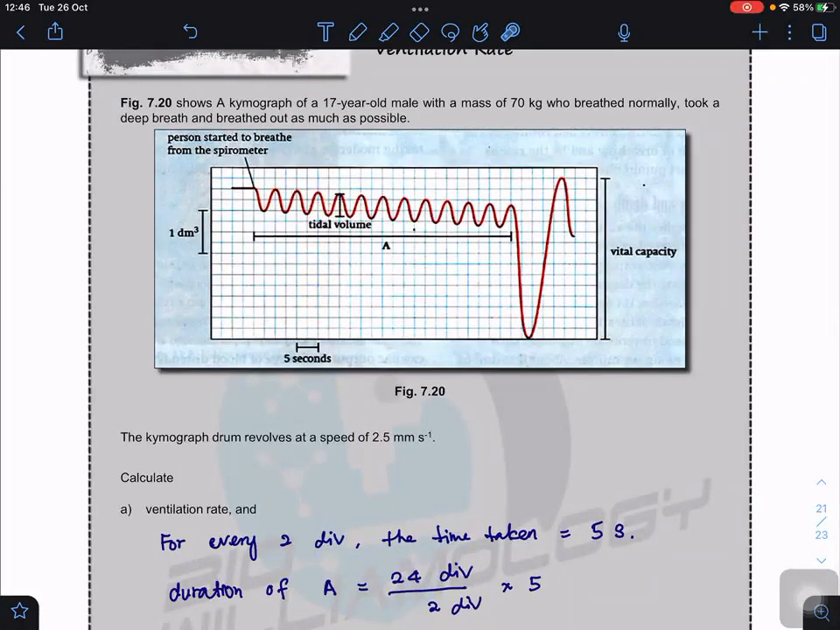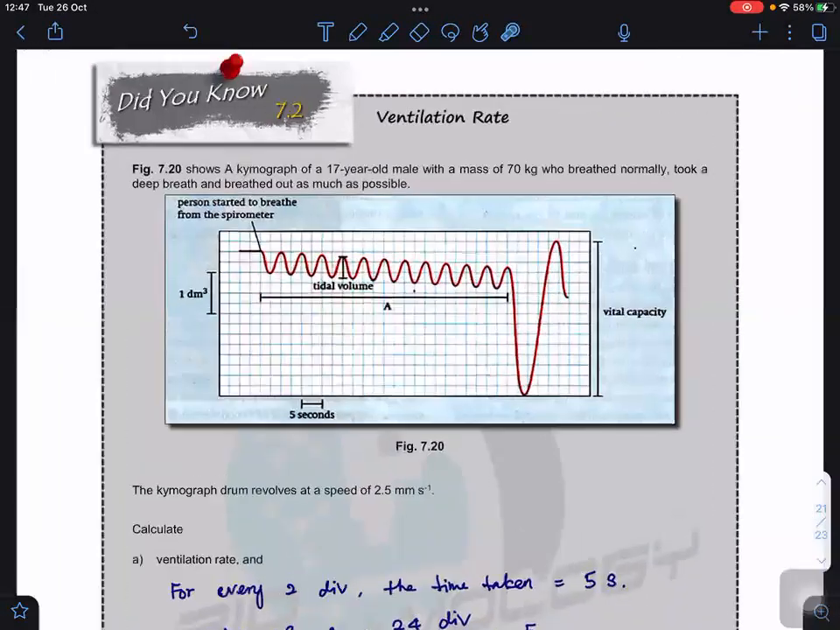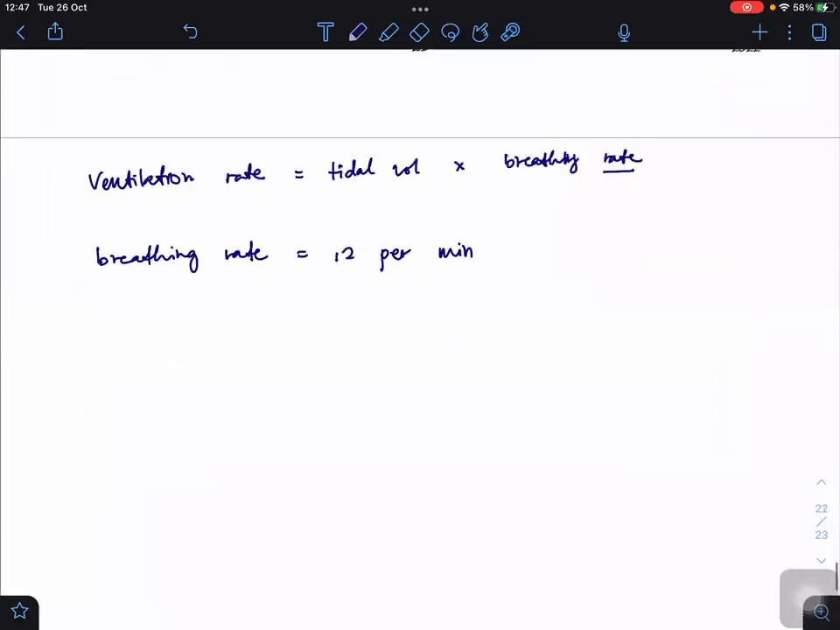So what is the tidal volume? If you look at the tidal volume here, for every 4 divisions, it is equivalent to 1 dm cube. So now 2 divisions, enlarge it. Can you see 2 divisions? Half box to half box, 1 division; half box to another half box, another division. So the tidal volume is 2 boxes, correct? Okay, so let us calculate.